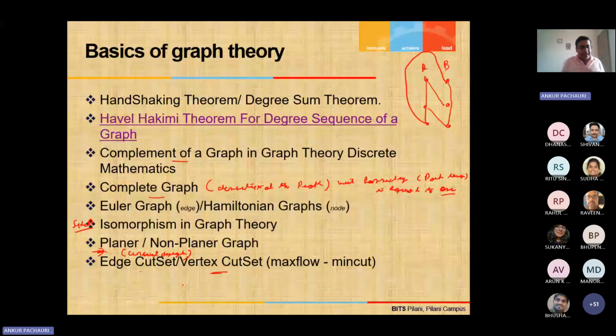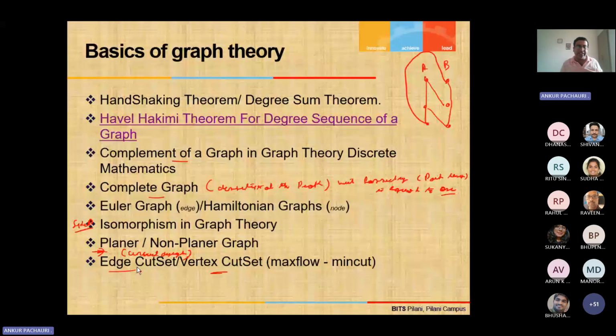Now, cut set and cut vertex. I'll repeat the definition. A set of edges in a graph is said to be a cut set if, when we remove those edges, the graph is disconnected into at least two parts. Means we are given a graph, we remove certain edges from the graph with the intention of making the graph disconnected. So that set of edges will be called a cut set.